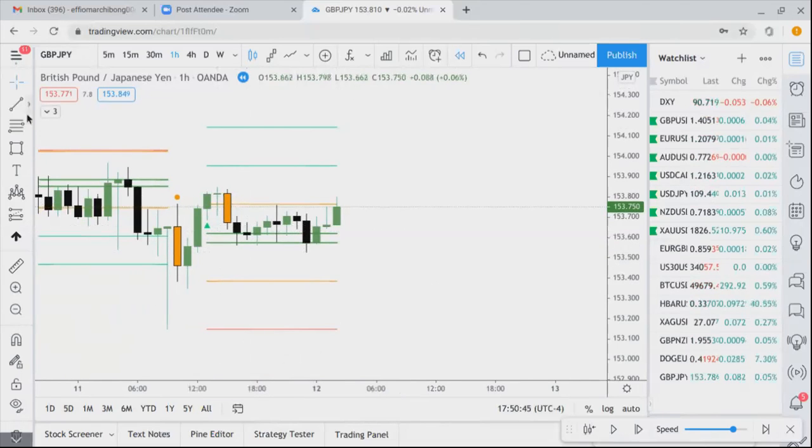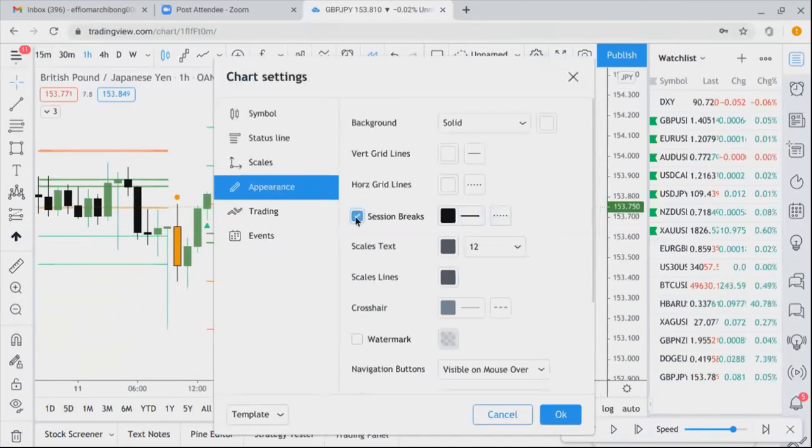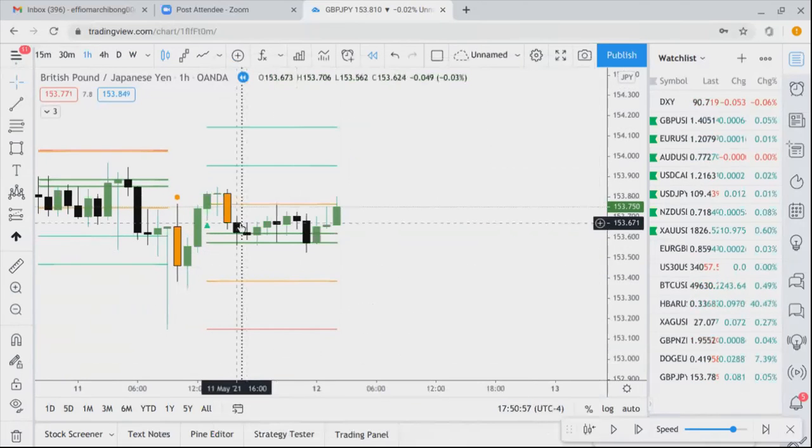Now check. Let me put my period separator so that everybody could see it. Appearance, session break. Good. Now, you see this? It formed in the previous day. This is a new day. Look at what happened. A new day.